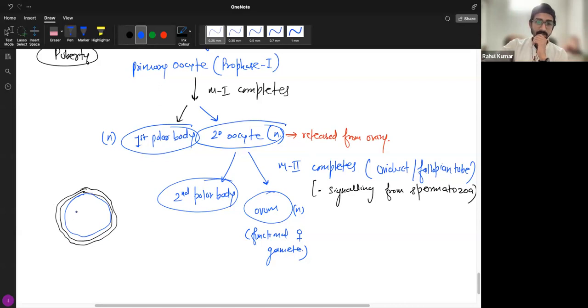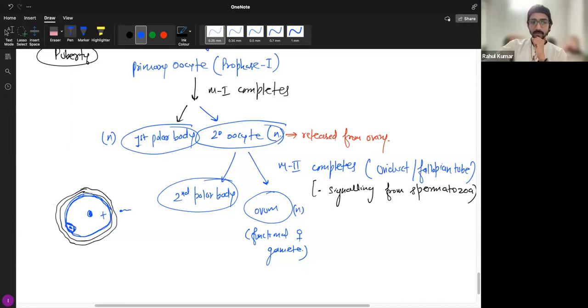Now when this secondary oocyte divides to form the ovum, there will be a small cell that will become the polar body, and this bigger cell will become the ovum. Do you understand? The division is unequal. Is it clear, everyone? Yes, sir. Now sperm comes and fuses with this cell.